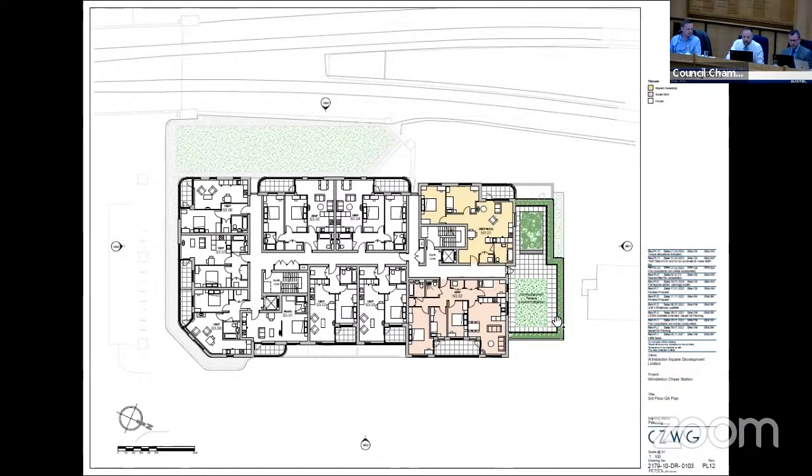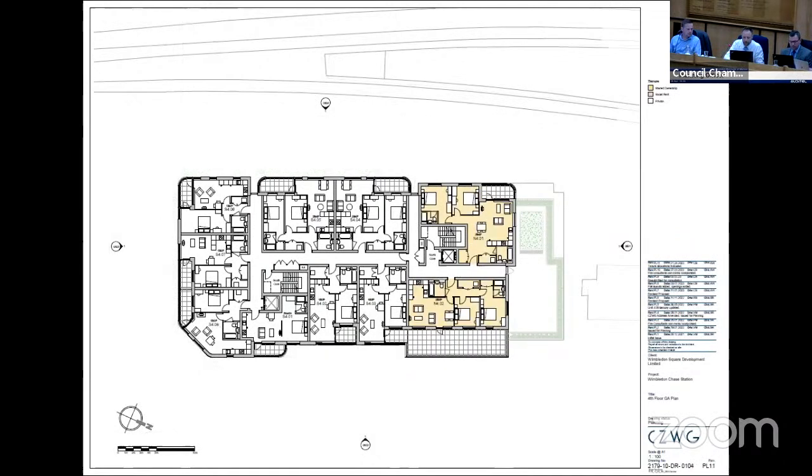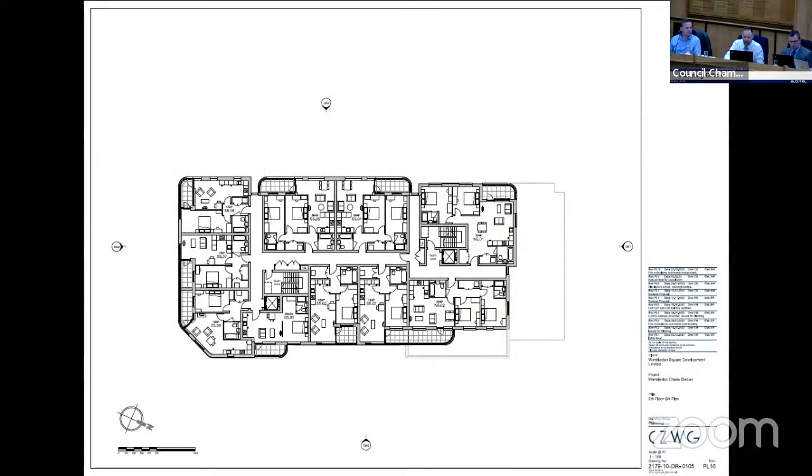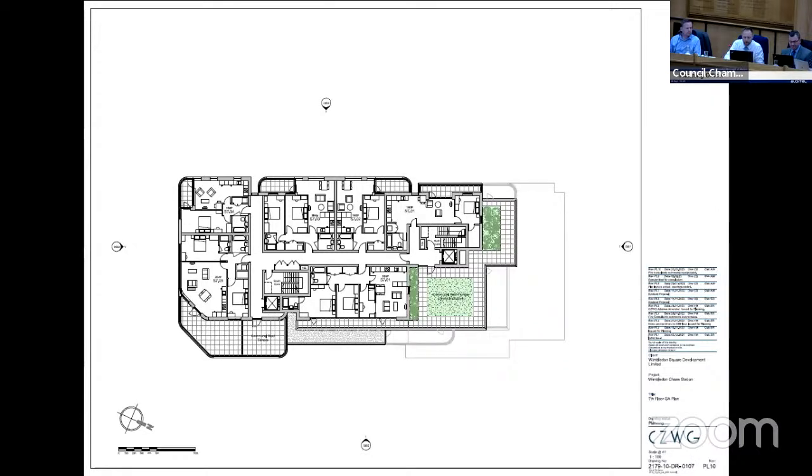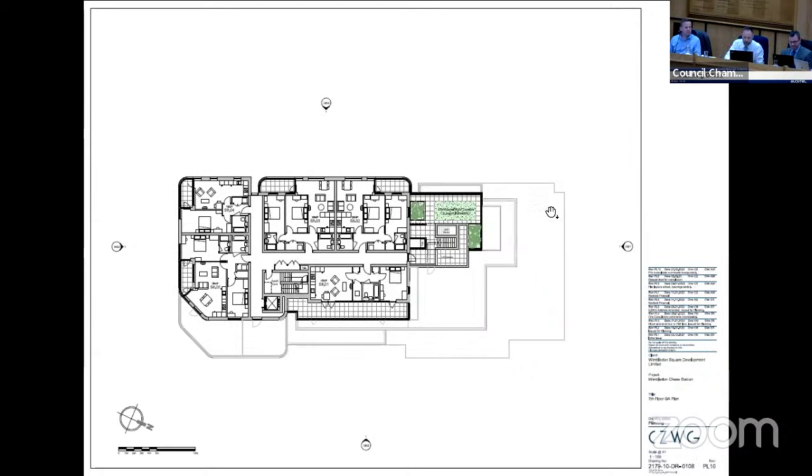The building steps in, which allows an opportunity to provide for some communal roof terraces. And again, you see it stepping in as it goes up higher in order to achieve that transition. We're just going to move this so you can see which floor it is. So this is the 7th floor, 8th floor, again with more amenity space.